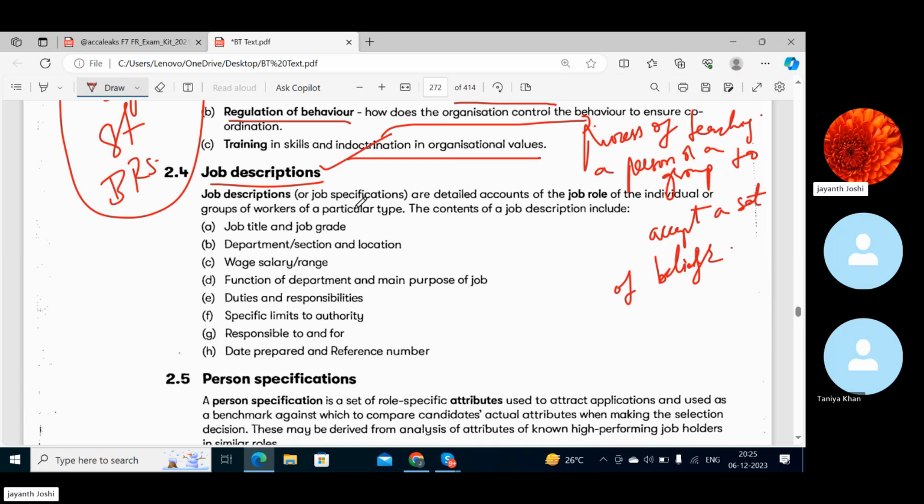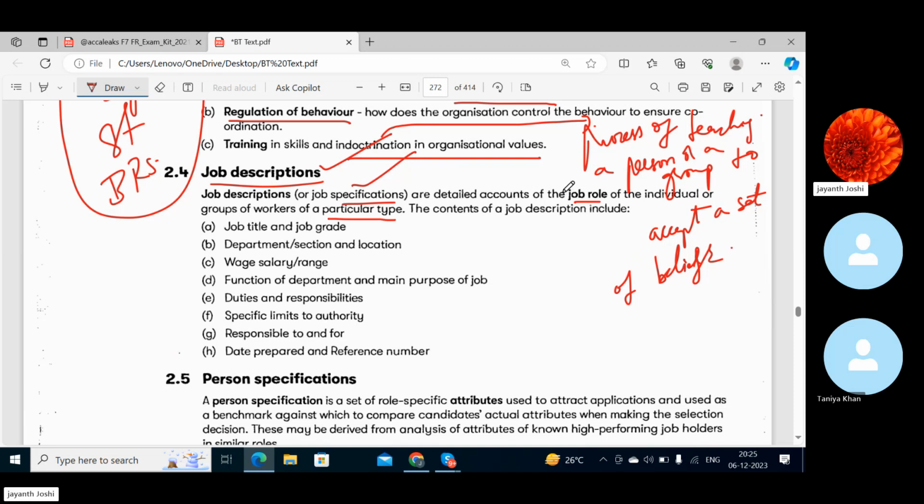Job descriptions or job specifications are detailed accounts of the job role of the individual or group of workers of a particular type. You are studying ACCA now, and you definitely want to become an auditor or accountant or some consultant, right? So you will be looking for those kinds of jobs. Job descriptions or job specifications are nothing but what kind of jobs are available. All details related to the job will be given, right?